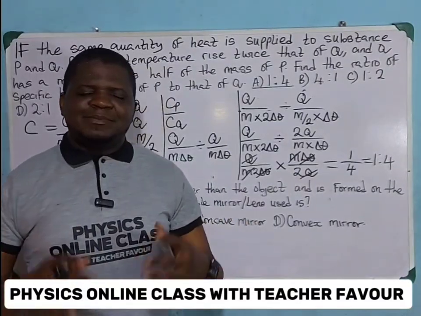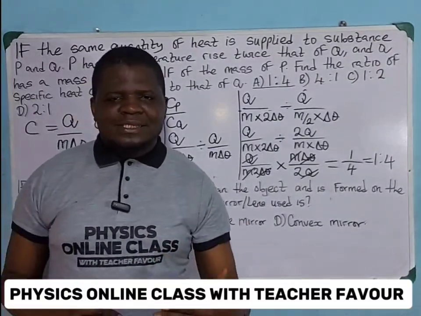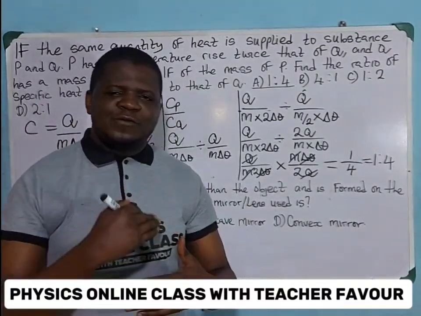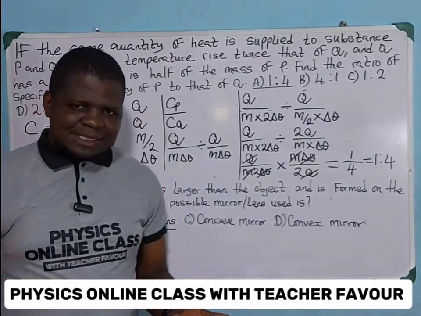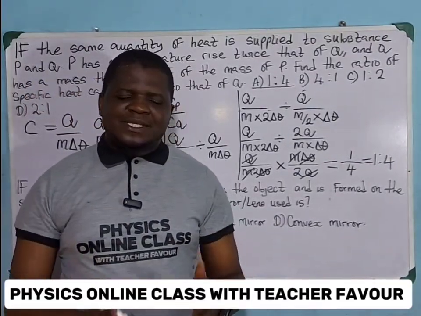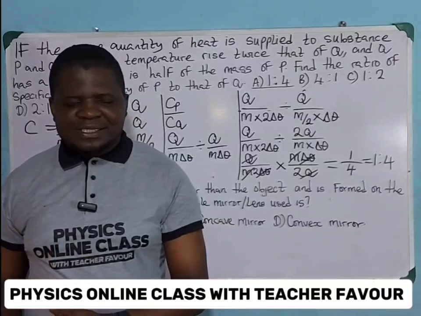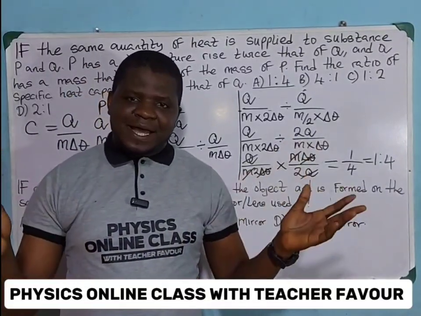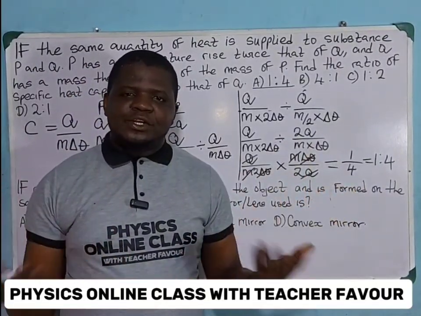When an object is placed between the focal length and the center of curvature of a convex lens, the image formed is on the same side as the object, and as well it is magnified. That is, it is larger than the object.